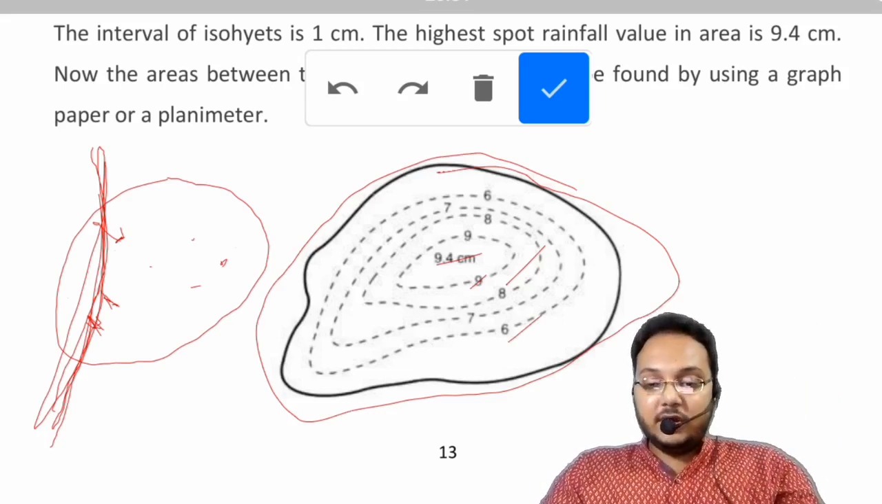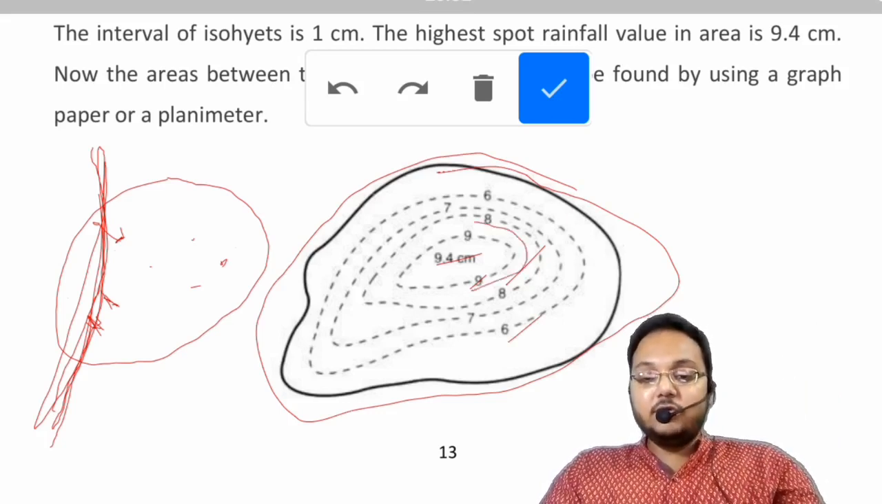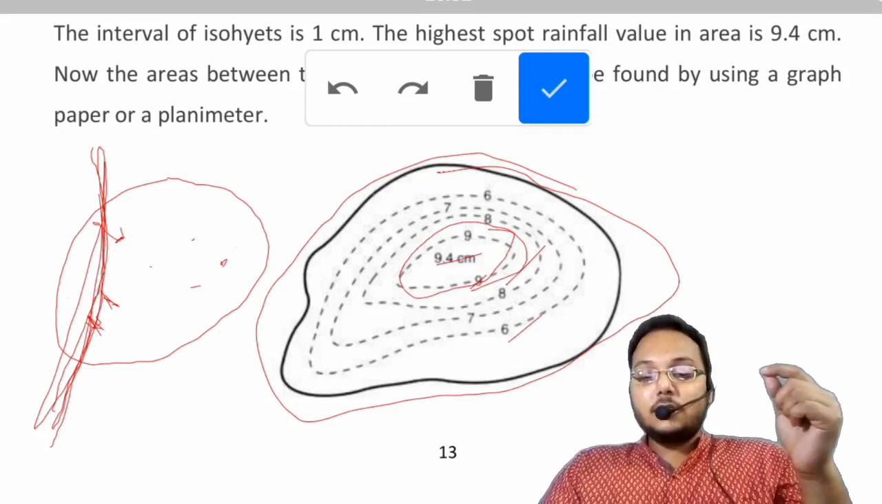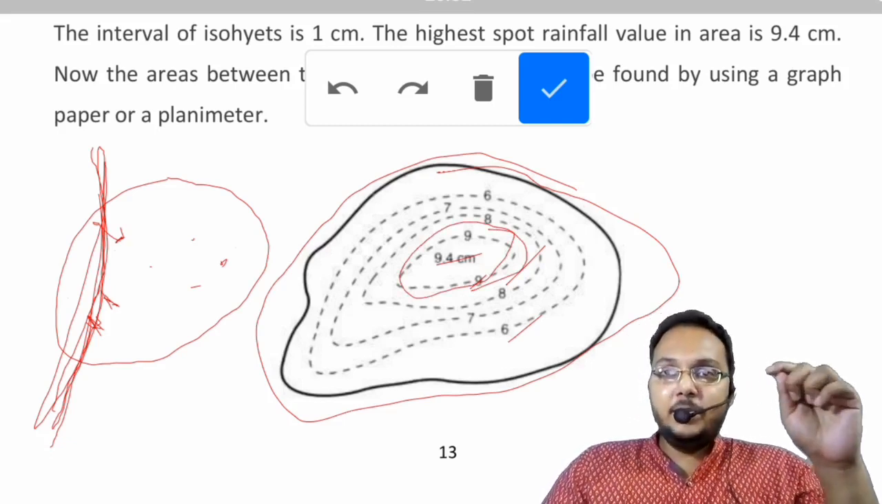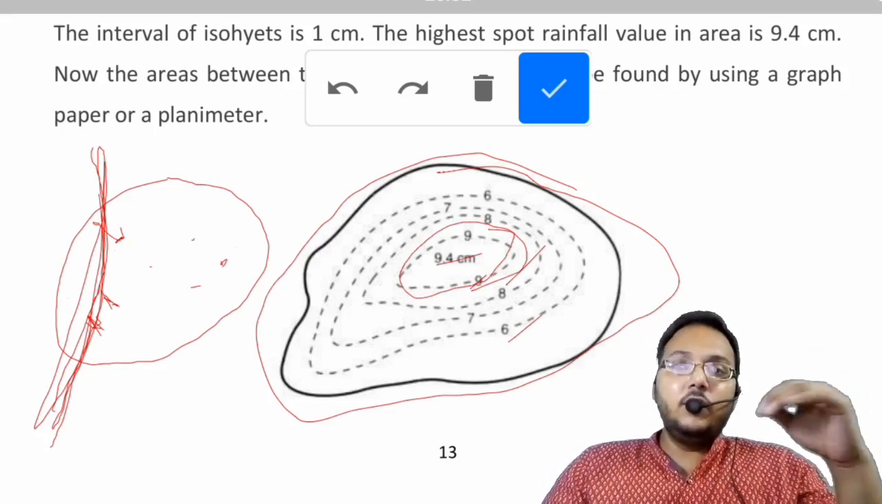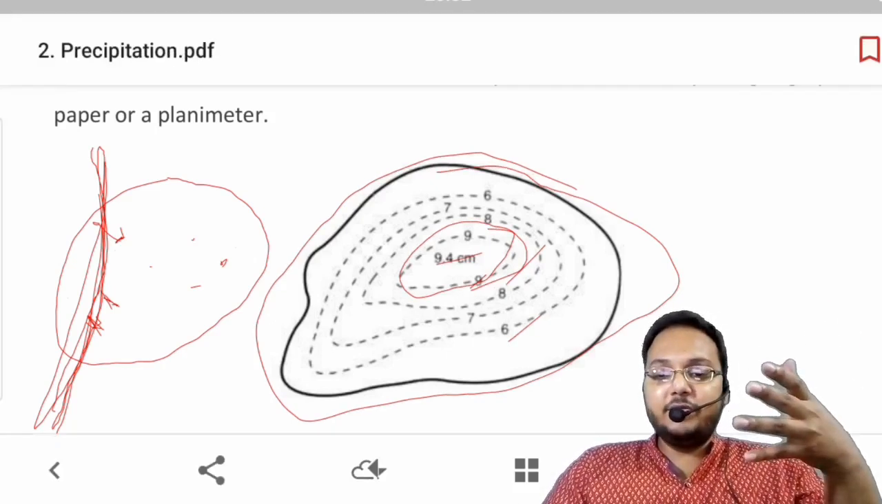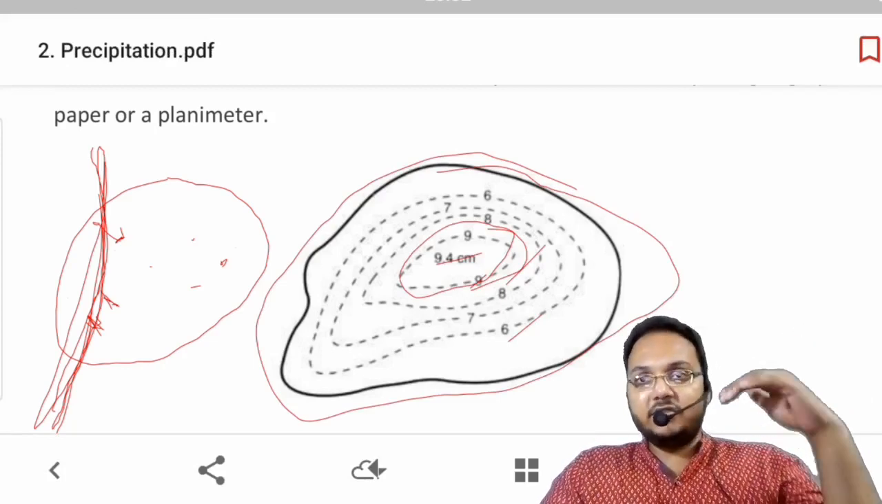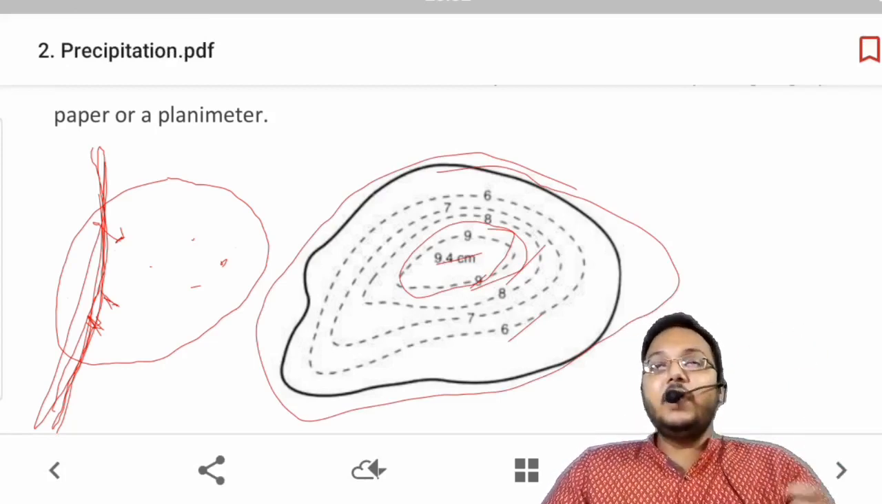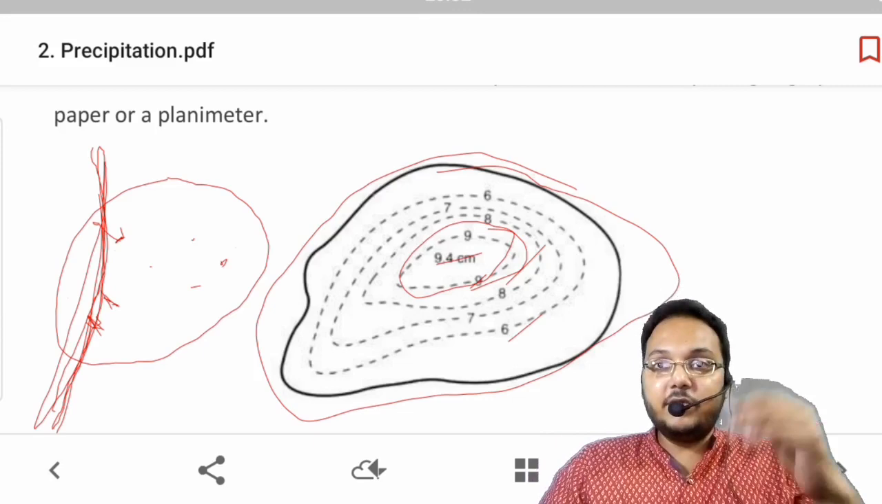Suppose this is for 9 centimeter of rainfall. So on the whole of the line, any point on the line, any place falling on that line, will have 9 centimeter of rainfall only. So you can see from the figure that the properties of isohyets are quite similar to what we have read about contours in the surveying subject.